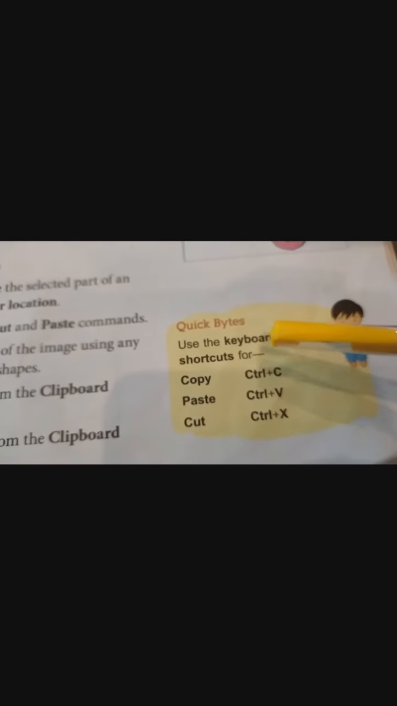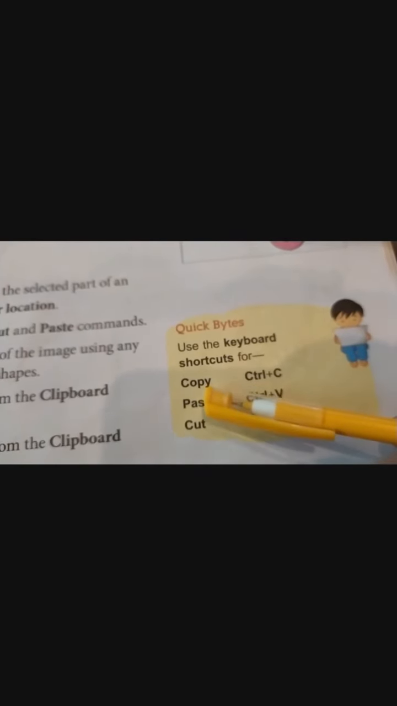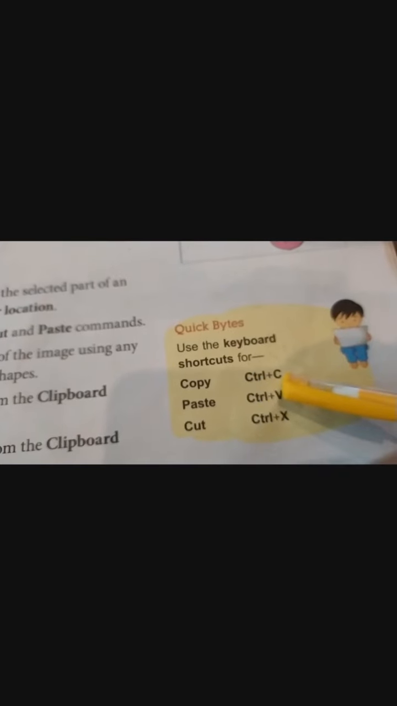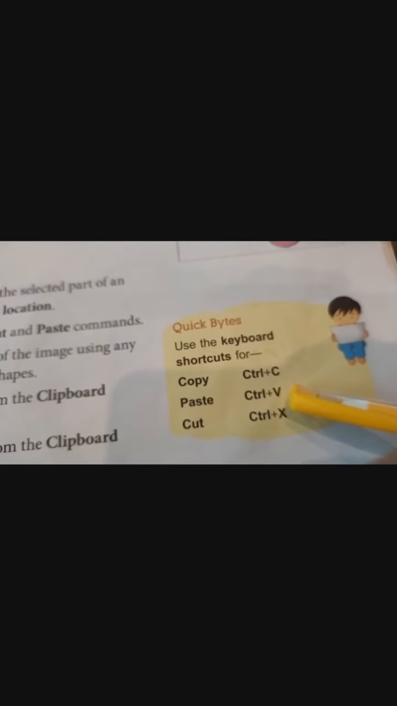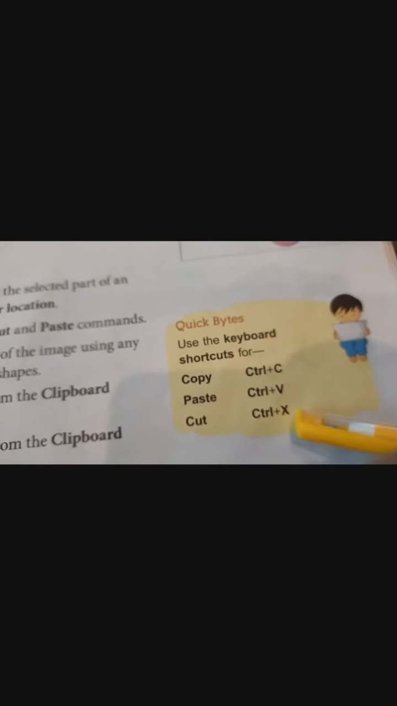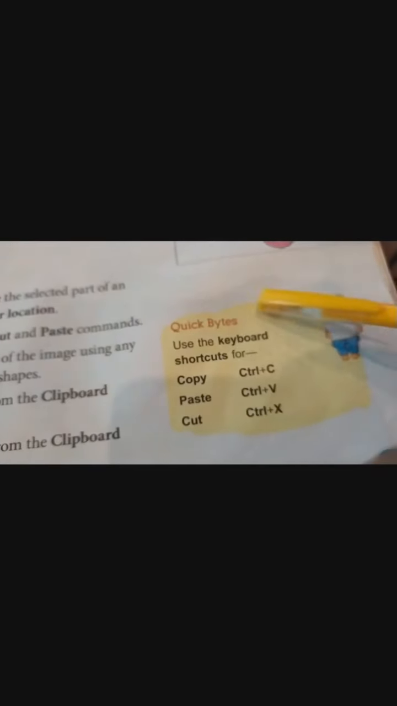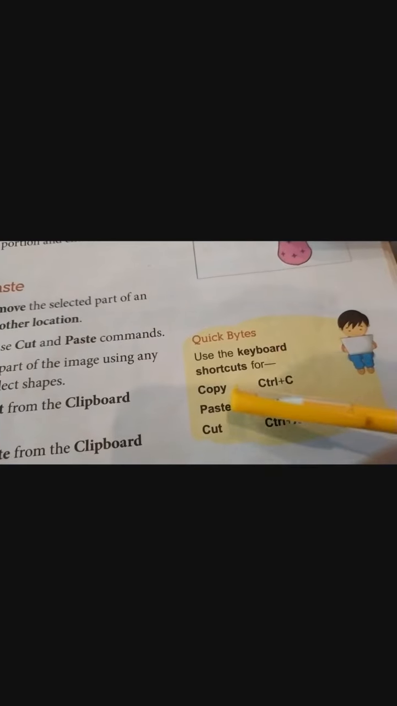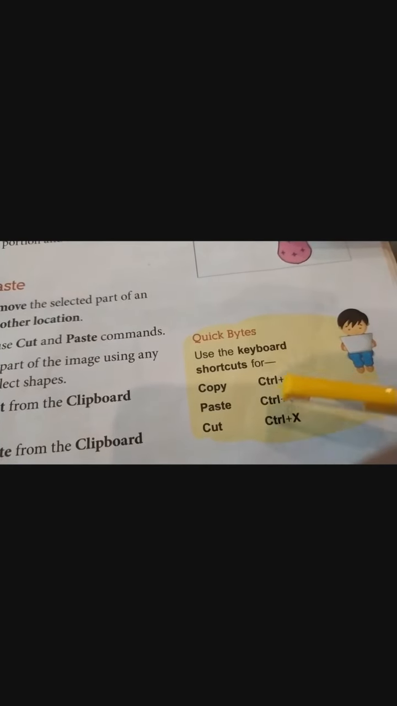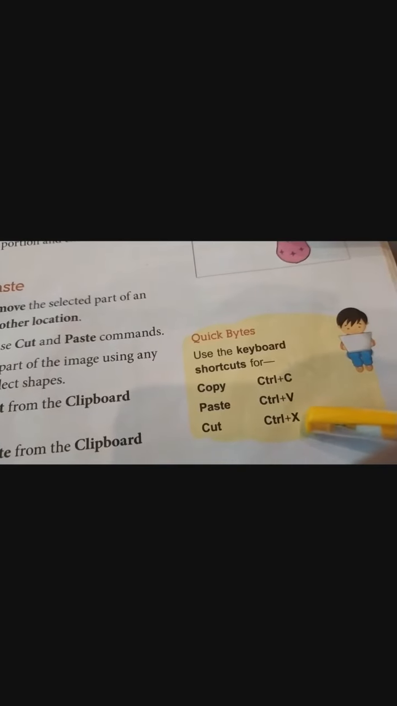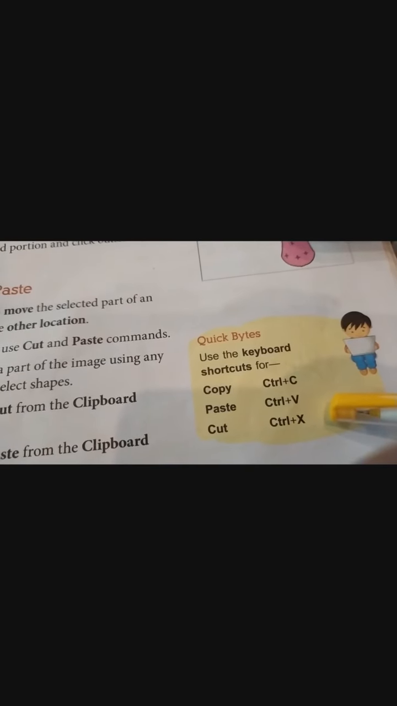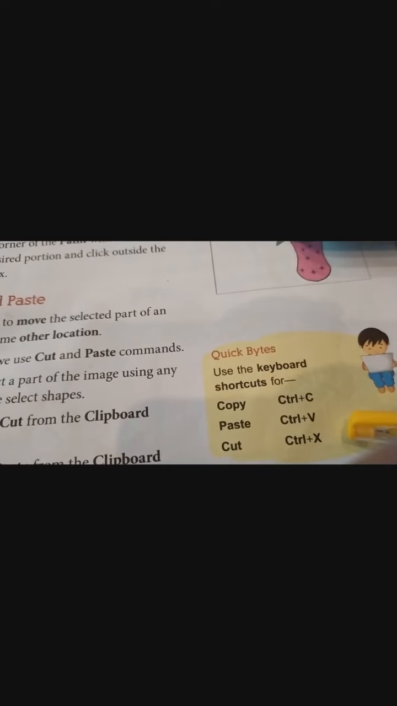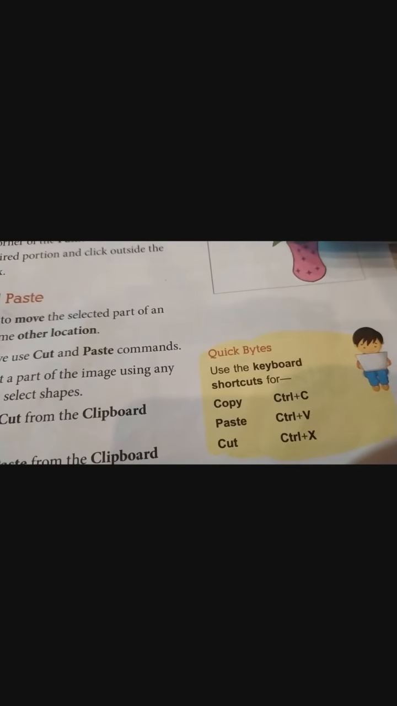Now, the keyboard shortcut for copy is Ctrl plus C, paste Ctrl plus V, cut Ctrl plus X. These three things you have to learn thoroughly. The keyboard shortcut for copy is Ctrl plus C, paste is Ctrl plus V, and cut is Ctrl plus X. Now let us see how this cut, copy, paste is working in the computer.